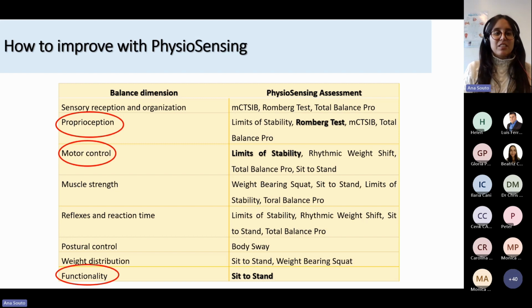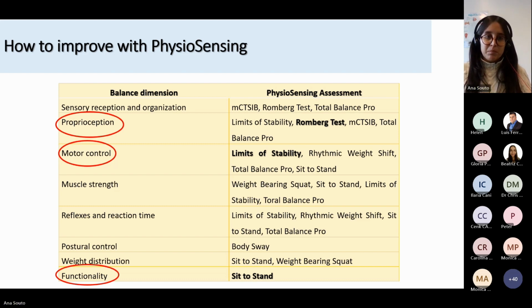Okay. So moving on. Let us create a fictional patient. A patient with a neurologic disorder, not specific, whom we need to assess balance. And this is the main goal for this webinar and the next one, to show you how you can use the protocols to assess and treat balance dysfunction in a neurologic patient. So to keep it simple, let's just say that we want to assess proprioception, motor control, and have a function measurement. So we're going to choose the Romberg test, the limits of stability, and the sit to stand.